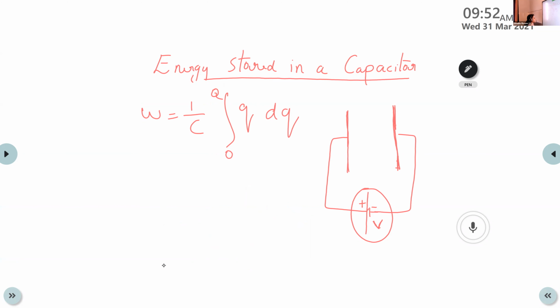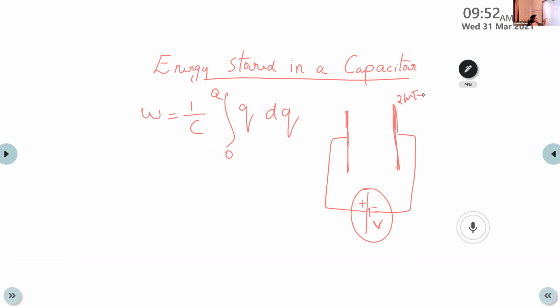Ma'am, the capacitance is actually 0, right? Initially the charge of the capacitor is 0. So we can take C as 0, right? No. It is the charge of the capacitor that is 0, but the capacitor possesses some capacitance value, sometimes it may be 2 microfarad and so on. The capacitance value is not 0; initially the charge possessed by the capacitor is 0. So W is equal to 1 by C into integral 0 to Q, Q dQ.